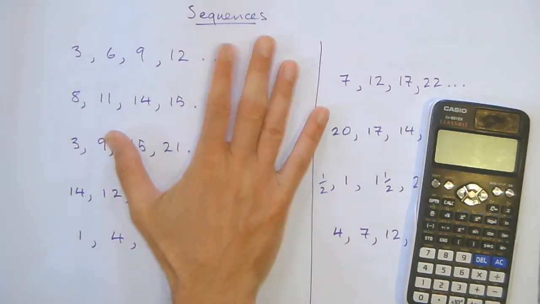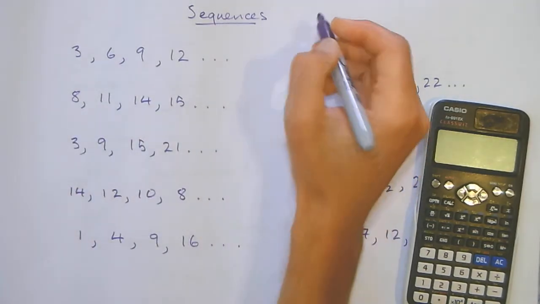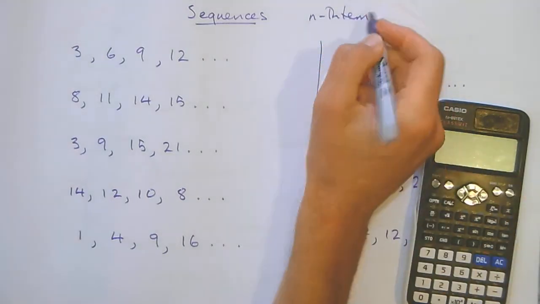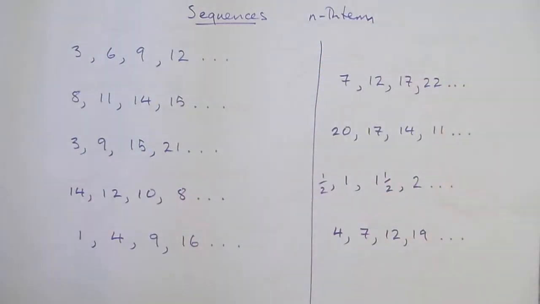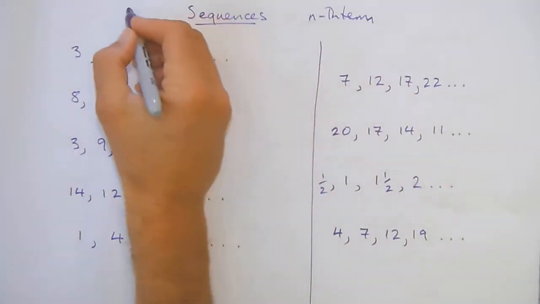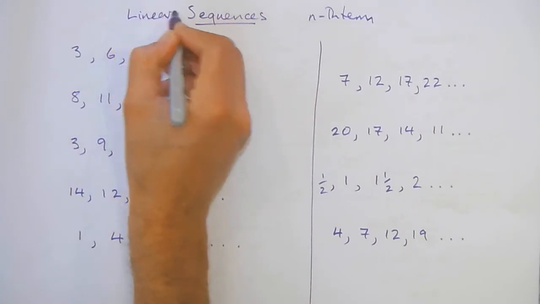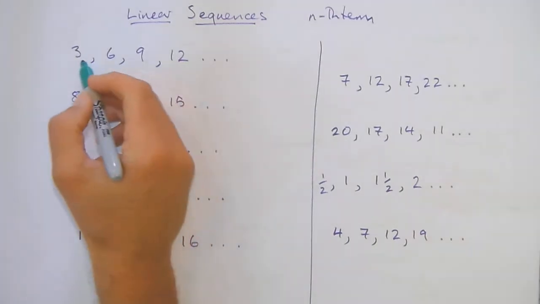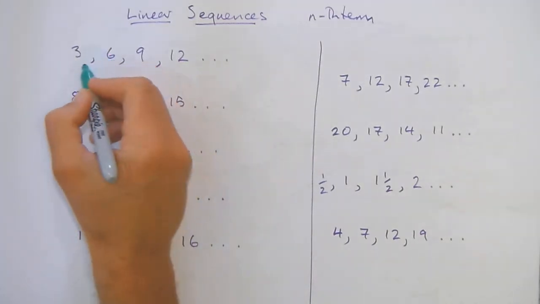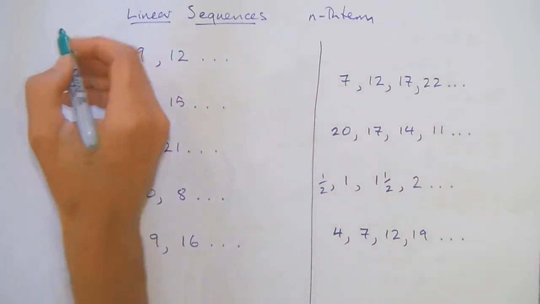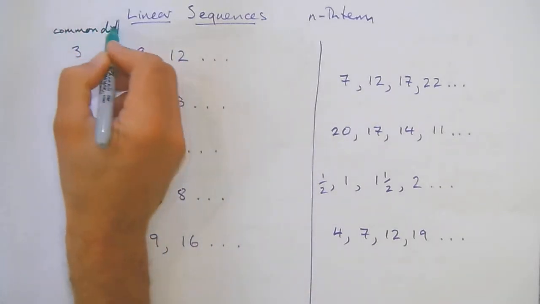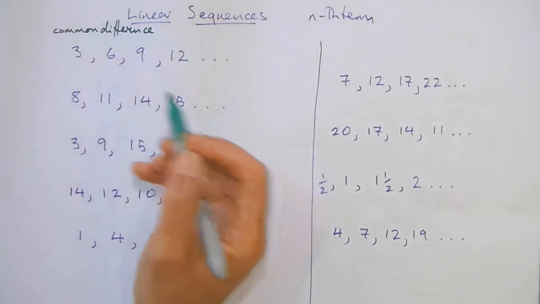So this one's about sequences, and it's about finding the nth term. So we've largely focused in Year 9 on what's called linear sequences, and they're ones where the gap between the terms stays the same. Sequences where there is a common difference. Okay, so how would we find the nth term? What does the nth term mean?